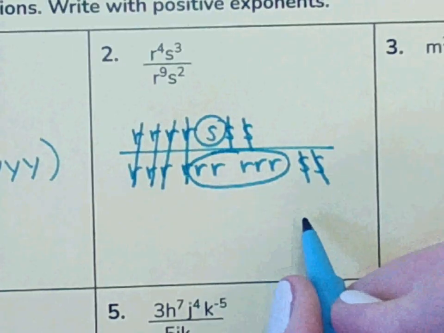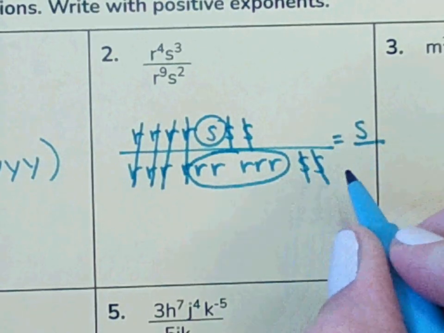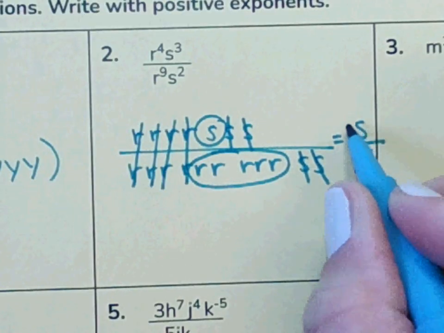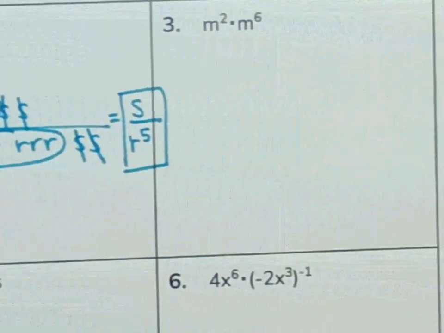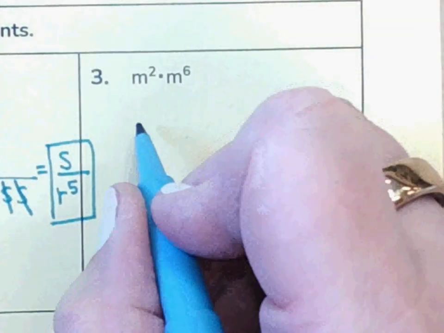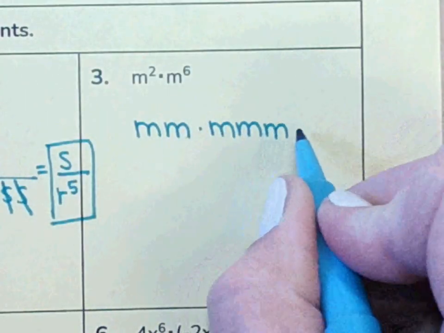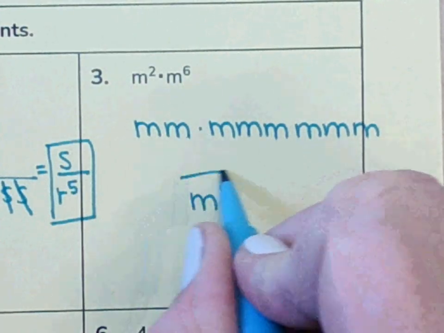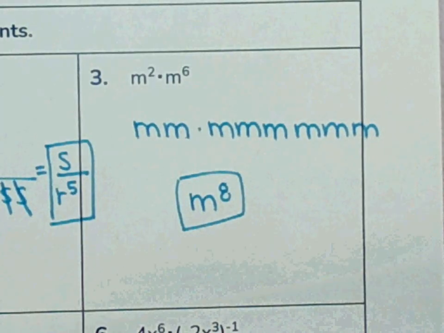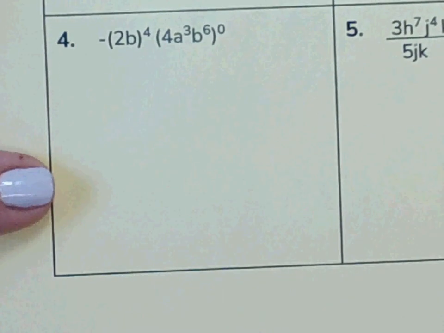If it was left over on top, my answer has to have it on top. If it was left over on bottom, my answer needs to have it on bottom. M to the 2nd. M times M, and then we have 6 of them. So how many altogether are getting multiplied right now? Don't forget, you can hit pause if you need to.